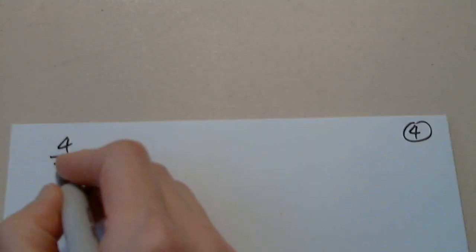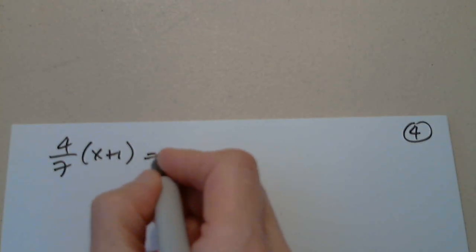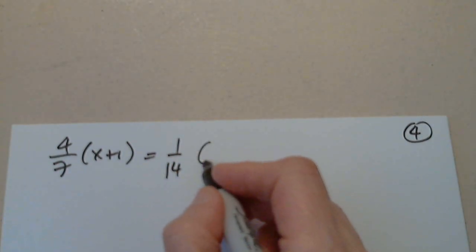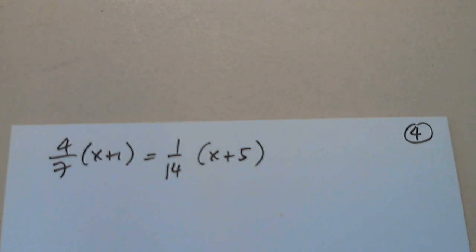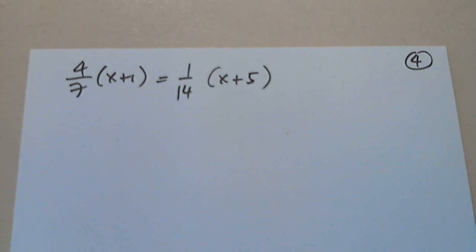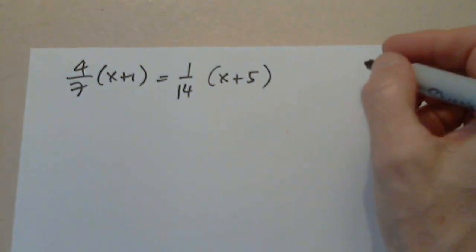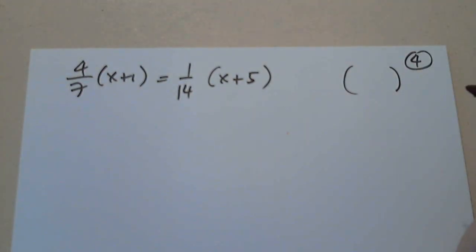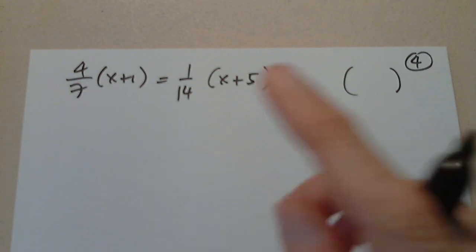And now you tell me what you want to do with this one. So 4/7 x plus 1 equals 1/14 x plus 5. So here we have at least two options that I would recommend. So 4/7 quantity x plus 1 equals 1/14 quantity x plus 5. Okay. One option would be to multiply both sides by the least common denominator. Here's the other option before you decide.